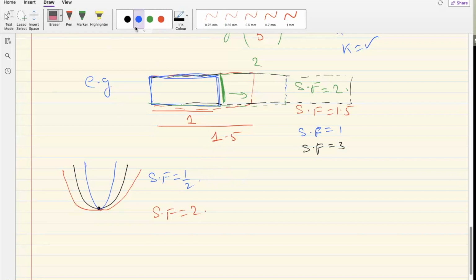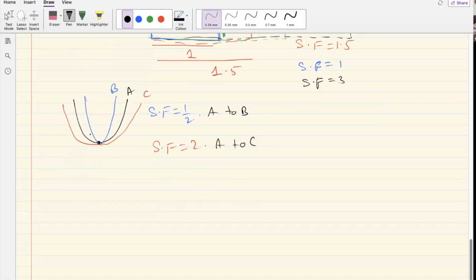Okay, let me use these letters: A, B, and C. This is A to B. This is A to C. Does it make sense? From A to B, the scale factor is 1/2. From A to C, the scale factor is 2. Yes, I understand. That's good.